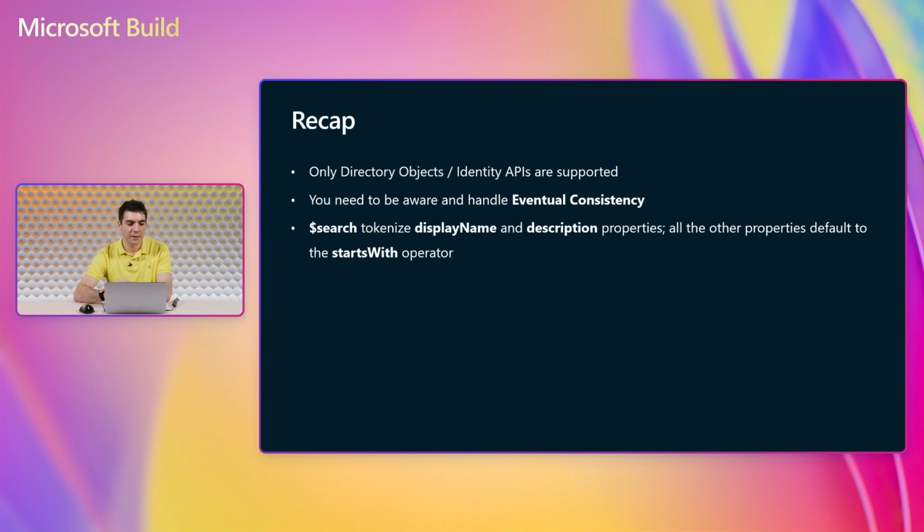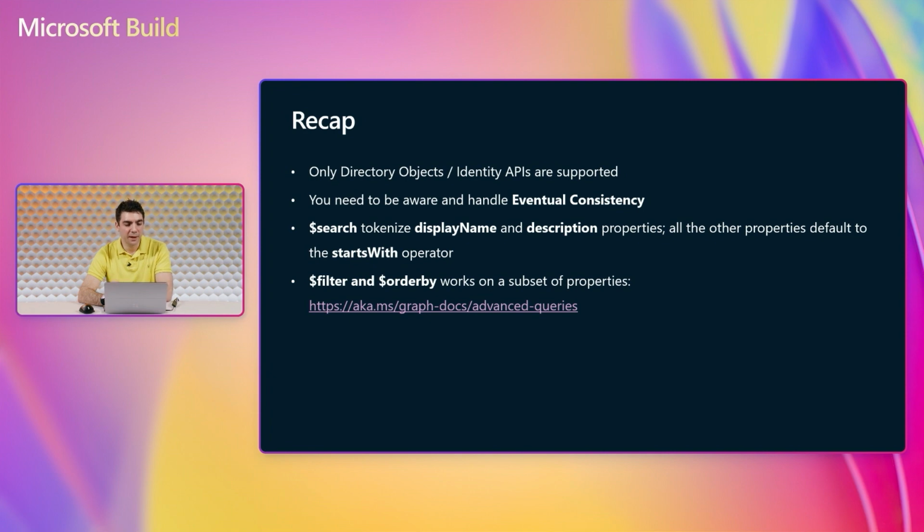Again, search is tokenized on display name and description, and all the other properties would default to startsWith. We are also looking to add new properties and support tokenization, and we'll have something to announce shortly. Filter and orderBy only work on a subset of properties, and this is the Microsoft Graph docs page that you can go to see everything that is currently supported. Also, filter and orderBy are only supported together in the same request and are only supported with advanced queries.